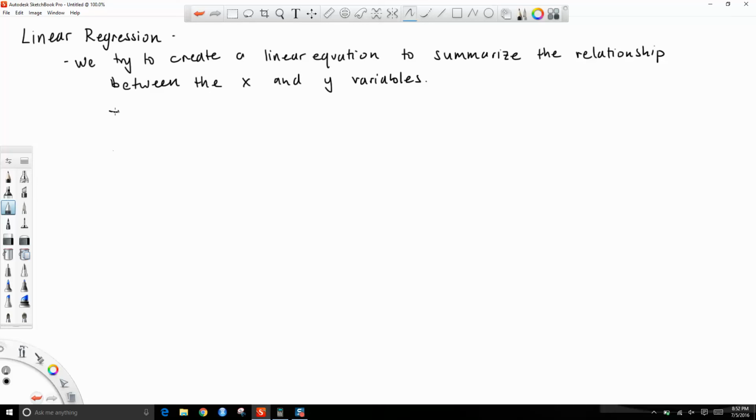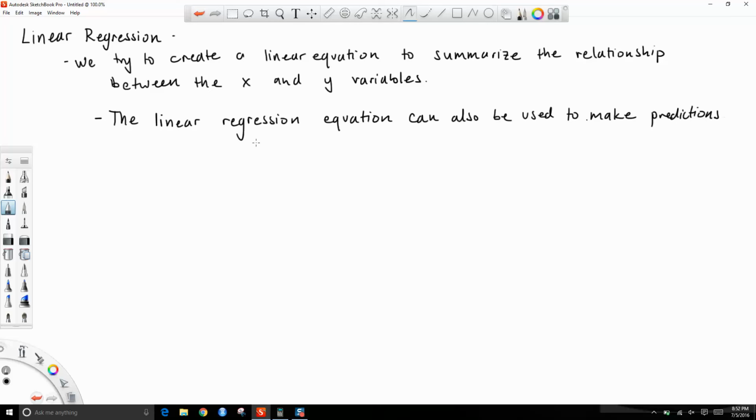Okay, the linear regression equation can also be used to make predictions of y based on x. Okay, and so generally we give names to these variables. The x variable goes by a few names, and so does the y variable.